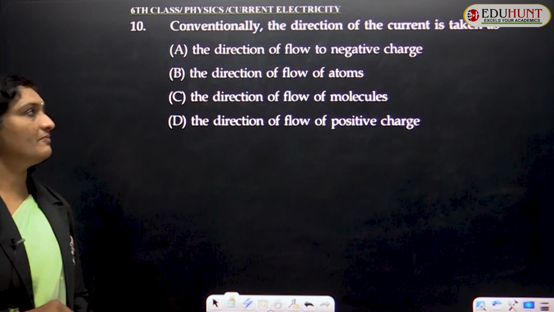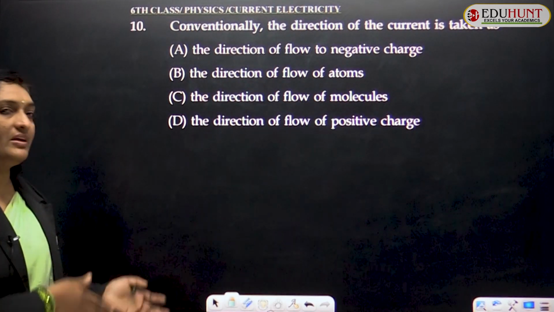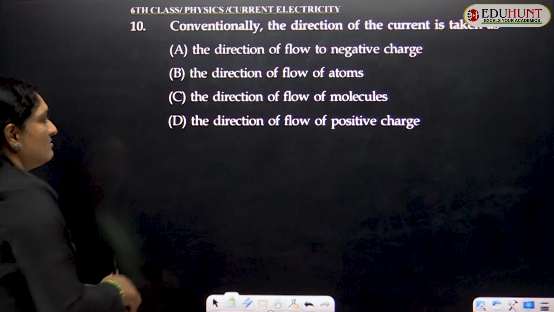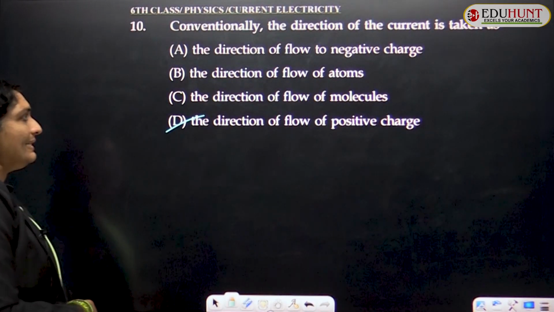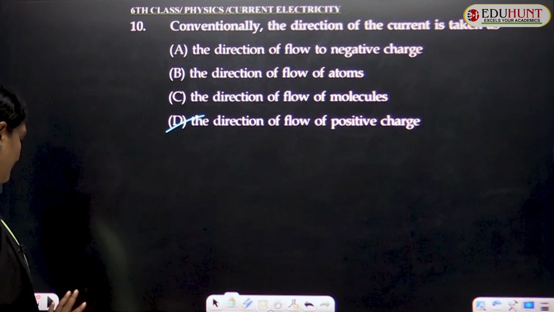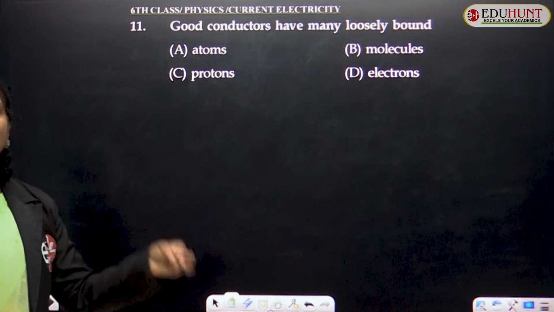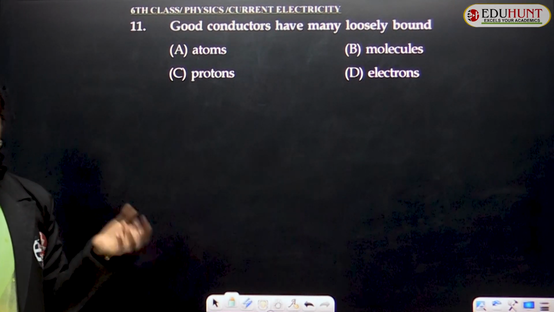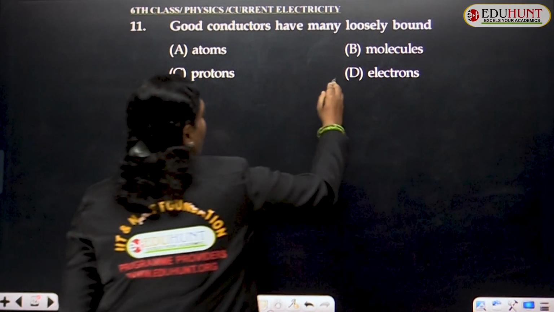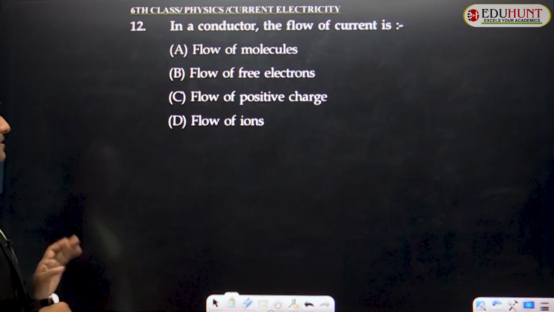Conventionally means positive. The direction of the current is taken as the direction of which one? Positive charges. Hence, option D. Conventional means positive charges it starts from. Well, the 11th one, good conductors have many loosely bound electrons. Conductors have a large number of free electrons.